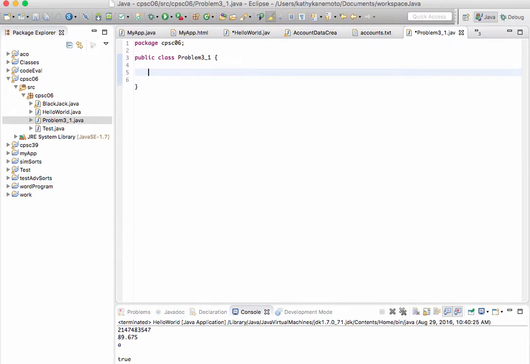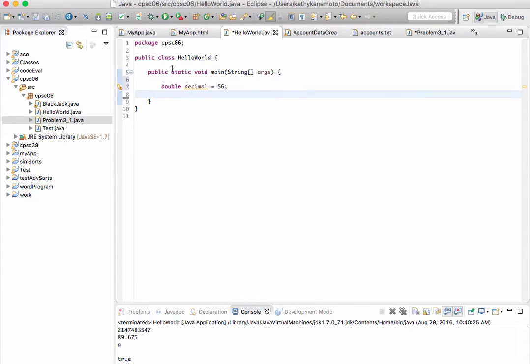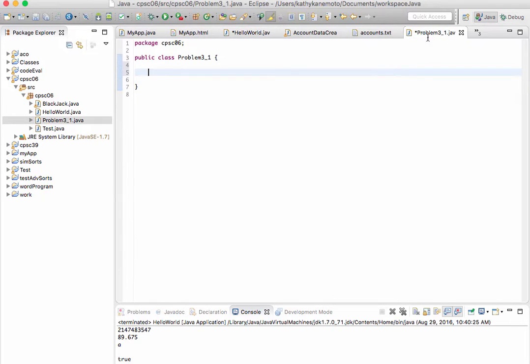And I forgot to copy our static main. So I'm going to go ahead and copy that. Or you could have check marked that box in Eclipse to have it write this line of code for you. Or alternatively, type it out yourself.